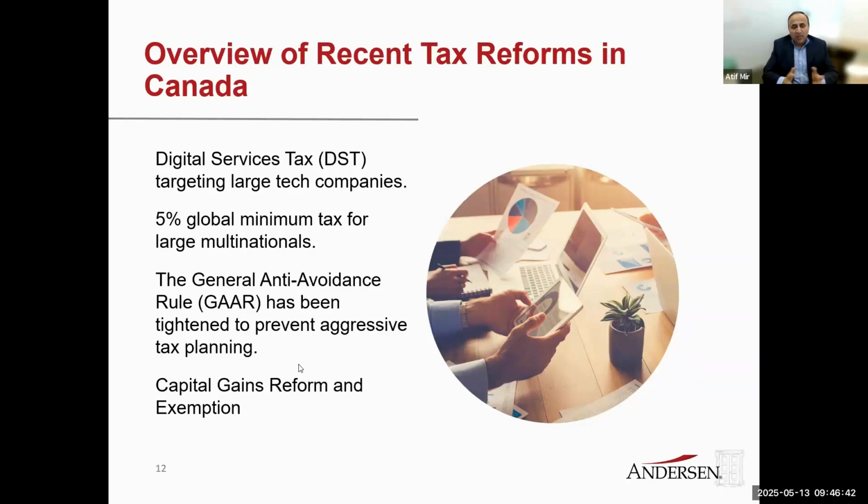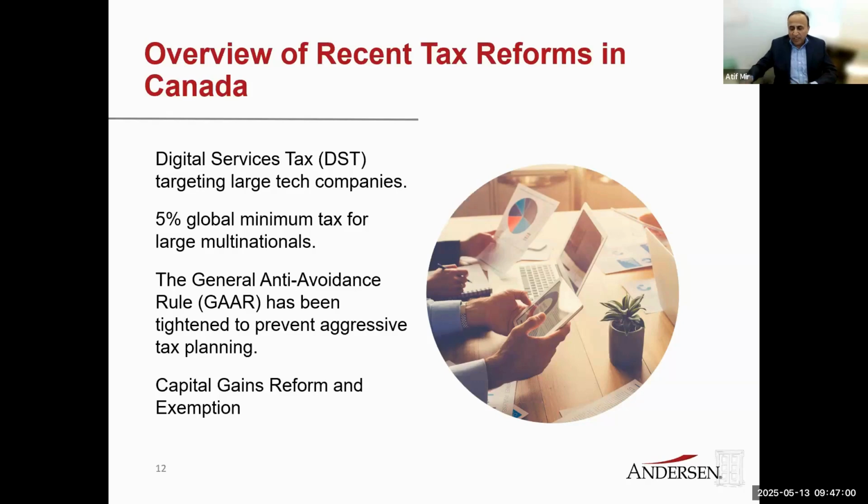Capital gains reform and exemption. I think this has been already talked about in the last couple of months, that the Trudeau government had introduced the idea of higher inclusion rate, but Carney has reversed that.